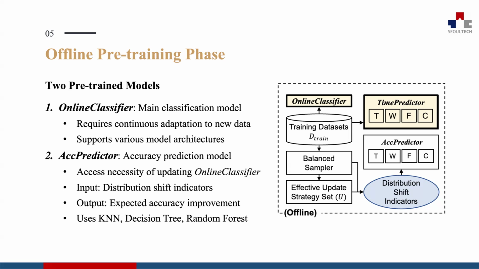So for this accuracy predictor, we use non-parametric machine learning based models, such as k-nearest neighbor, decision tree, and random forest.